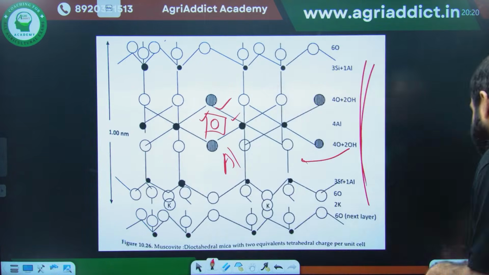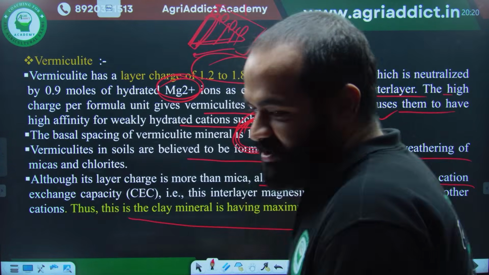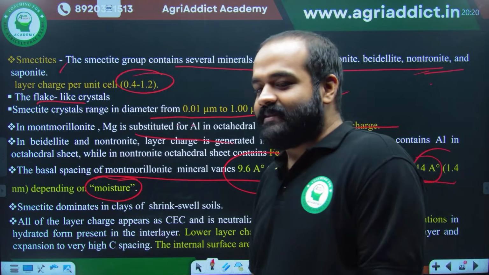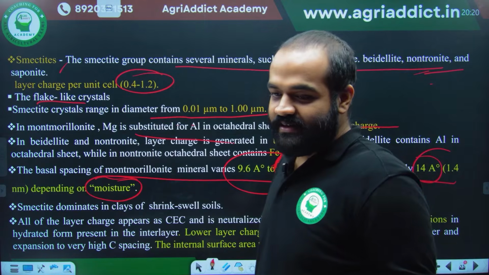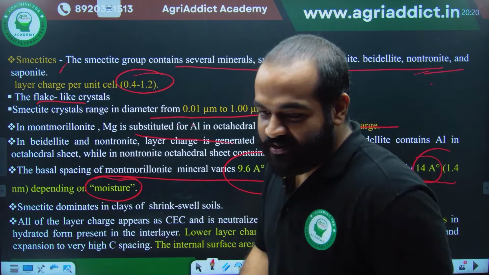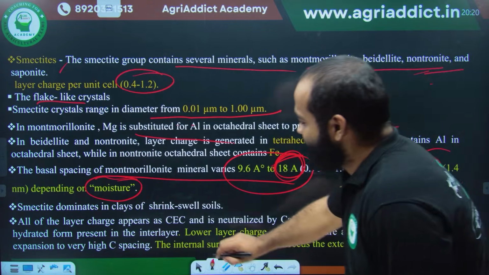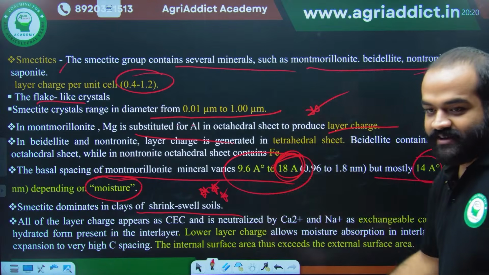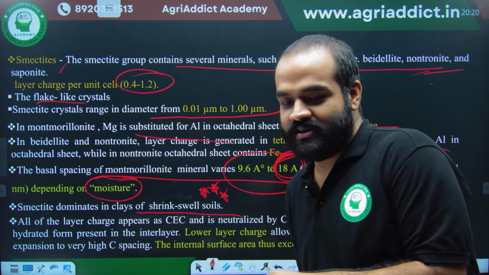In that case, sir, what is bentonite? Bentonite is a 2:1 smectitic mineral. It is used in swimming pools, you know. You please tell IRI to make a swimming pool and we will apply bentonite there, huh? Yes, nontronite is also known as iron-bearing montmorillonite. So smectite dominates in clays of shrink-swell soils. This is also very important. This statement you should know. And all of the bentonite.